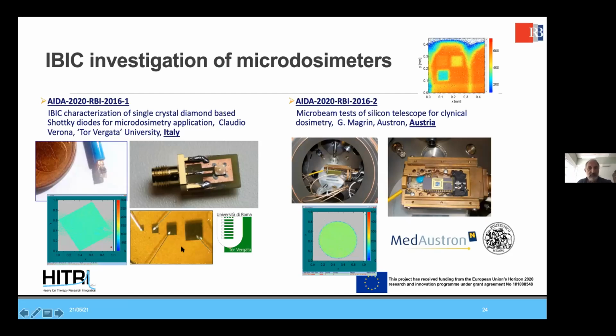And then, of course, as microdosimeters are microscopic detectors, this is one example that we did with the University of Rome, Tor Vergata. They constructed different sizes of diamond dosimeters based on Schottky diodes, and also with MedAustron, some silicon telescope, which are very small dosimeters of tens of microns. So it is important to image and to measure the response of these dosimeters under the carbon beam environment.